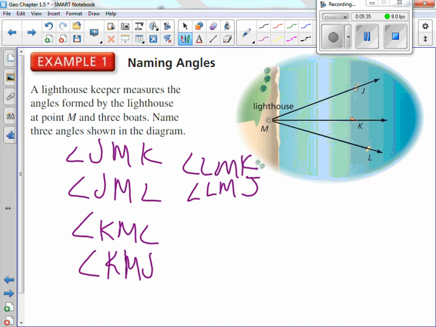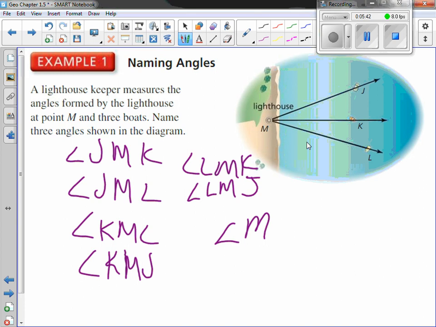Can I name this angle M? Why not? We've got two angles. We actually got three, because we have this one, and then the big one. So since there's more than one angle, I cannot name it based off its vertex, because we can only use the vertex if there is one angle. If I try to name it angle M, do we know which one of those we're talking about? No. So we can't use it.